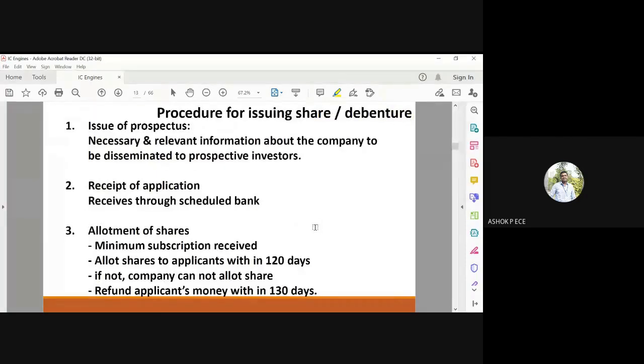Procedure for issuing share or debenture. How can you do that? Whether you can do it on your own, or is there any procedure for issuing share or debenture?